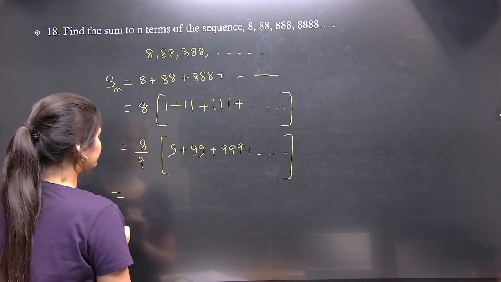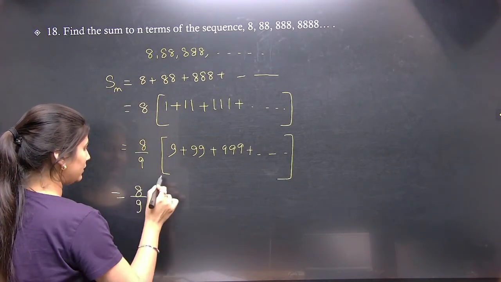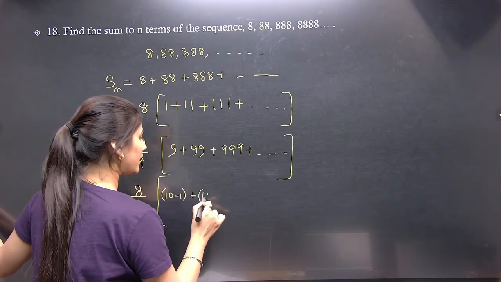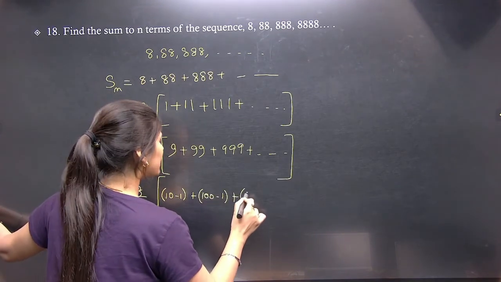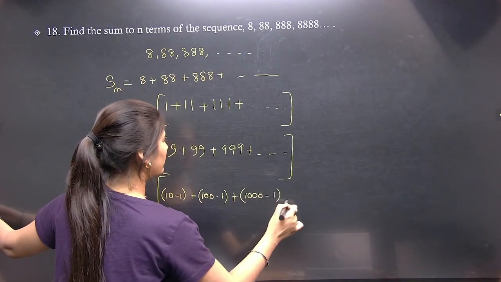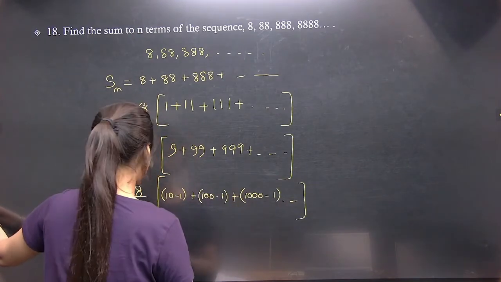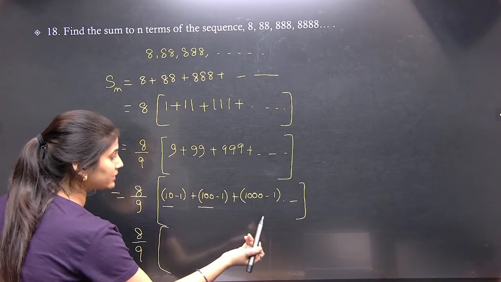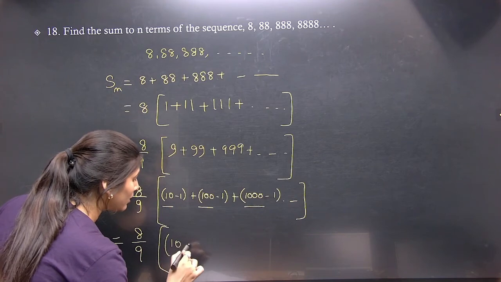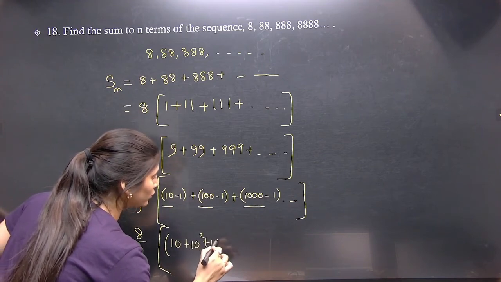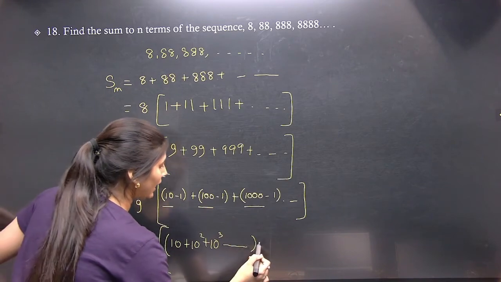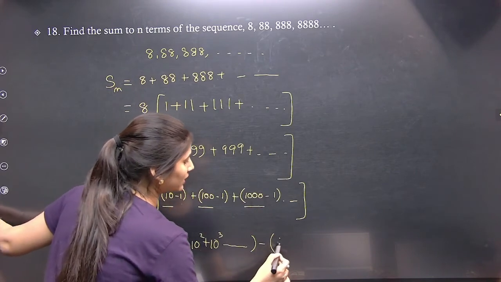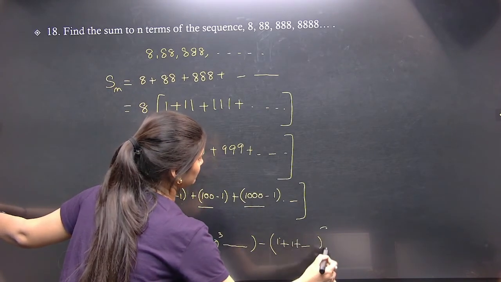Okay, now see, can we write 9 as 10 minus 1 and 99 as 100 minus 1 and 999 as 1000 minus 1? Very easy it is, no? You just need to remember these steps. So it is 8 by 9. Now see, we have 10 plus 100 plus 1000, which means we have 10 plus 10 square plus 10 cube, and it goes on like this. And we have 1, 1, 1. So if I have taken minus common, then it is 1 plus 1 plus 1, n times.